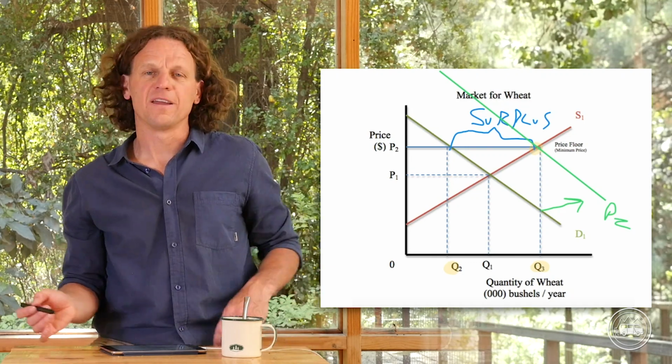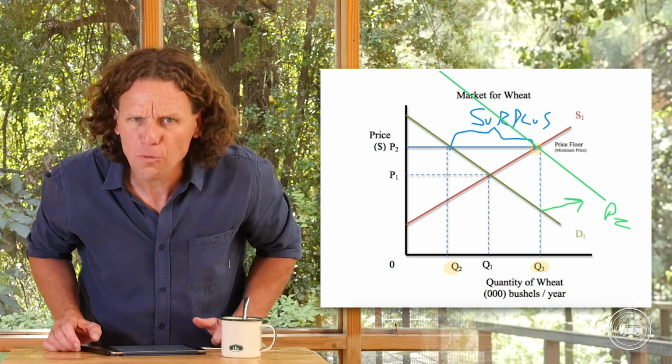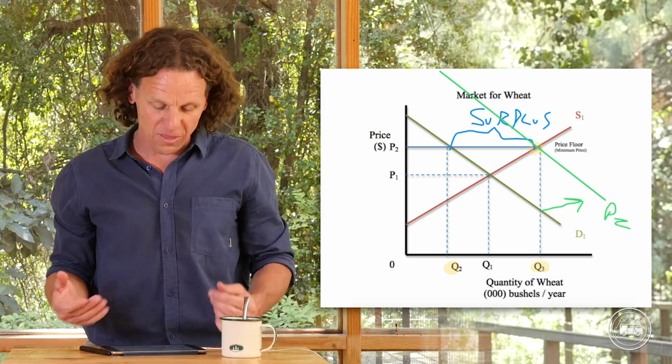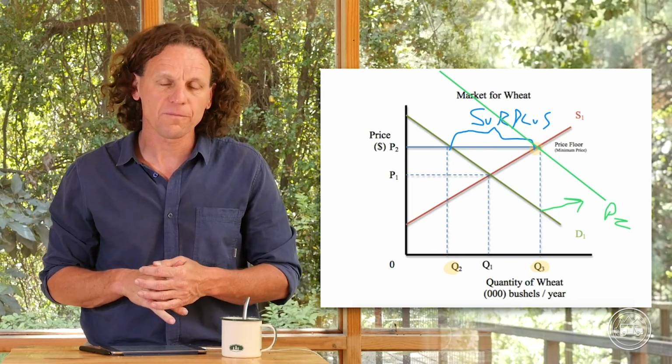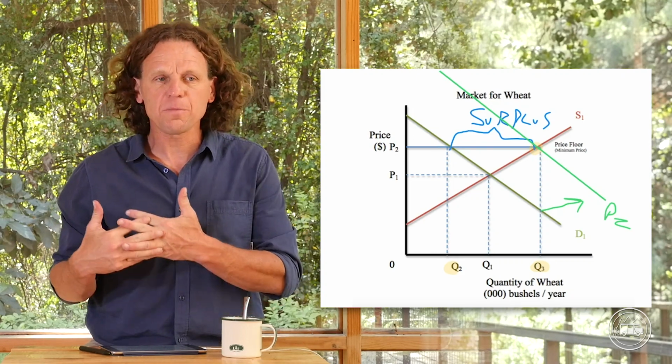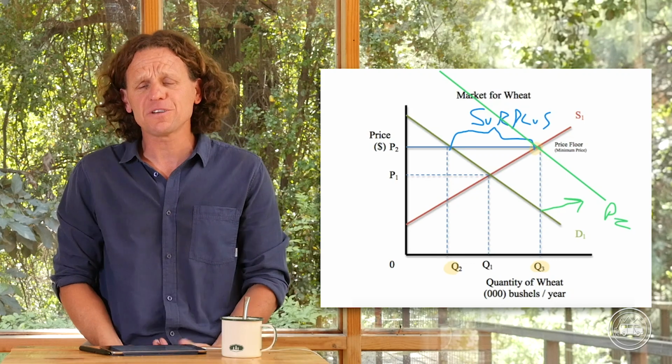What? That's right. One of the ways, and this is super common in the world, the government just set a minimum price, right, for wheat. Why did they do that? To make sure that their wheat farmers could make it through the year.